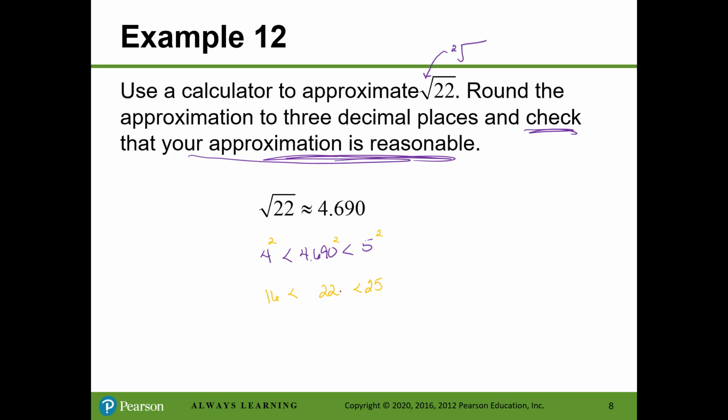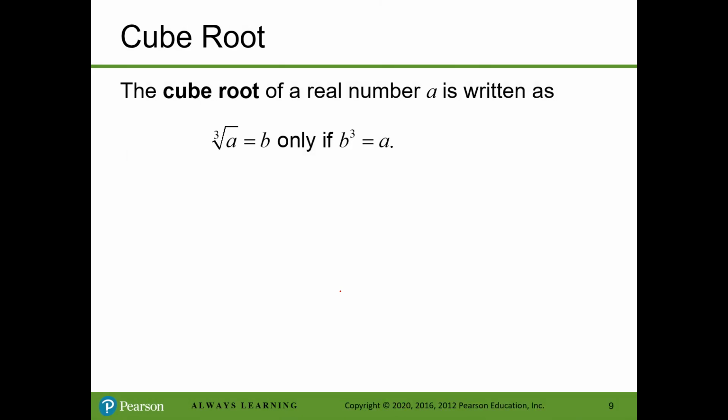So, is the answer reasonable? Should the square root of 22 have been somewhere between 4 and 5? Yes, it should have. And that's what they mean by reasonable. Good? Okay. Cubed root. The index tells me now I need 3 of a kind. I need 3 of the exact same number. You with me?